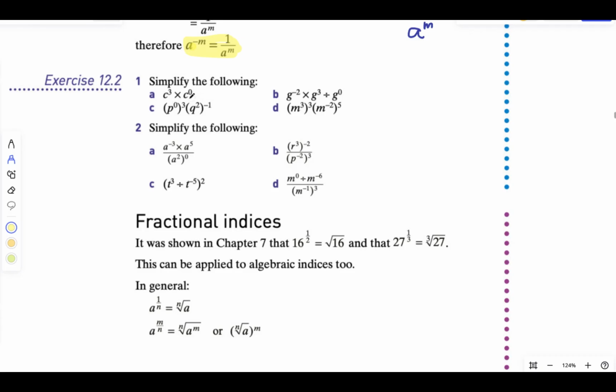Okay, it's not a big deal. This one is c raised to the power 0, which means 1. So 1 times c raised to the power 3 is c raised to the power 3. So it's not a big deal. Pause the video, solve all of these problems.